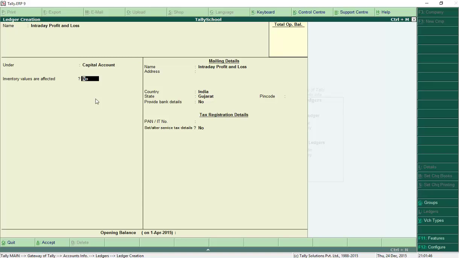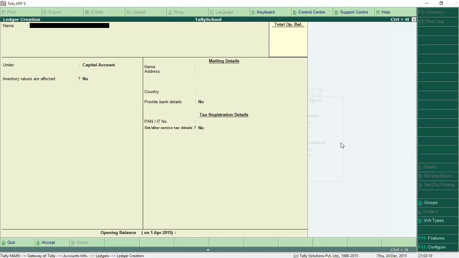So capital account, and "inventory values are affected", set it to no. Yes, no, no, no, big no. Then just press enter several times, and when it comes to this small window for accepting, press enter and save it. So we have created the intraday profit and loss ledger under capital account.